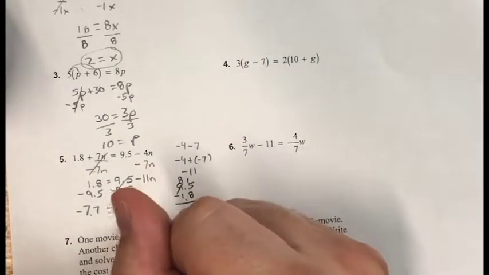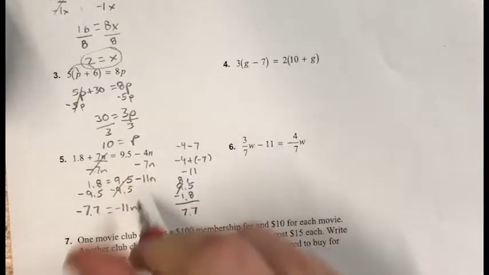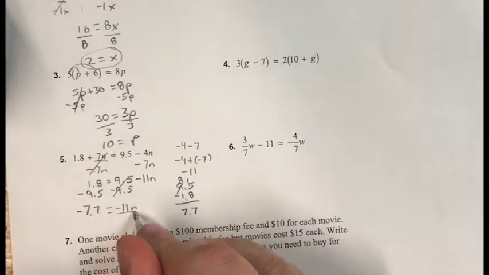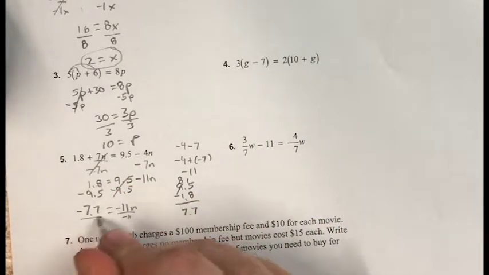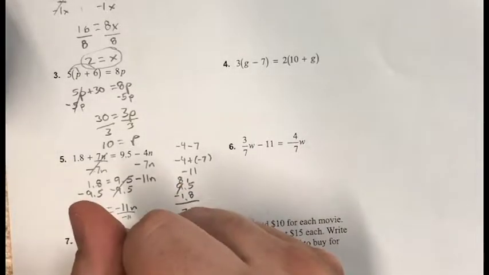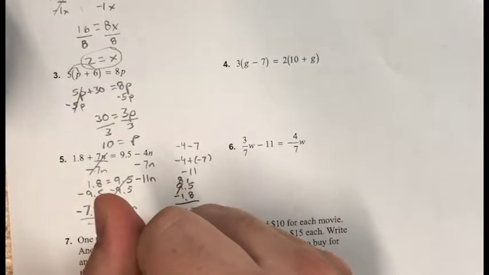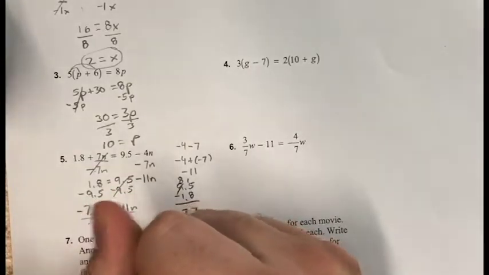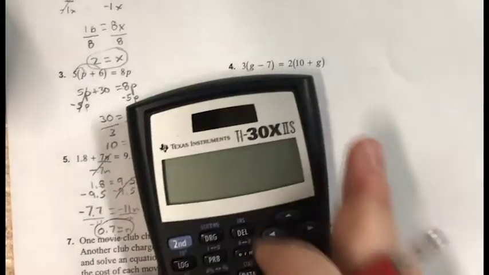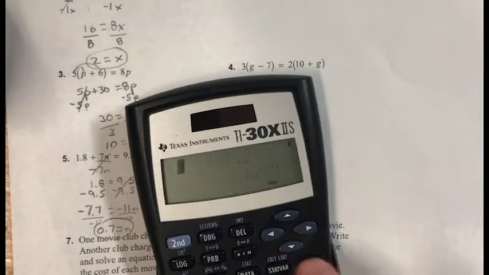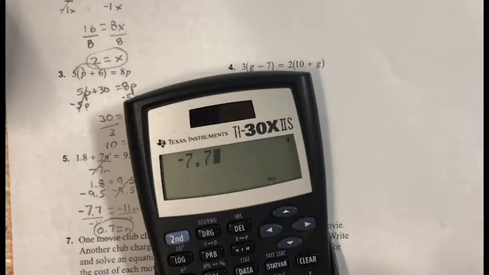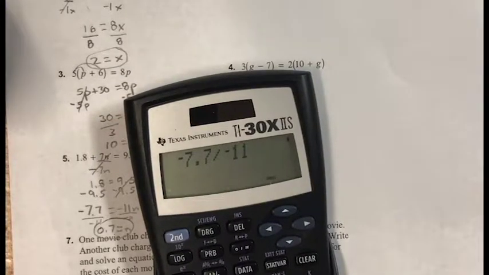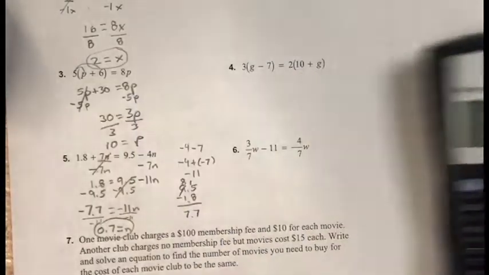What's my job now? Well, I'm still doing SADMEP, and I got to get that n by itself. How do I do that? I divide by 11 on both sides, and what that gives me is 0, not just any 0, but a positive 0.7 equals n. And don't believe me, we can use a little calculator just to help ourselves out. Clear this out, negative 7.7 divide by negative 11, and I get 0.7 is n.